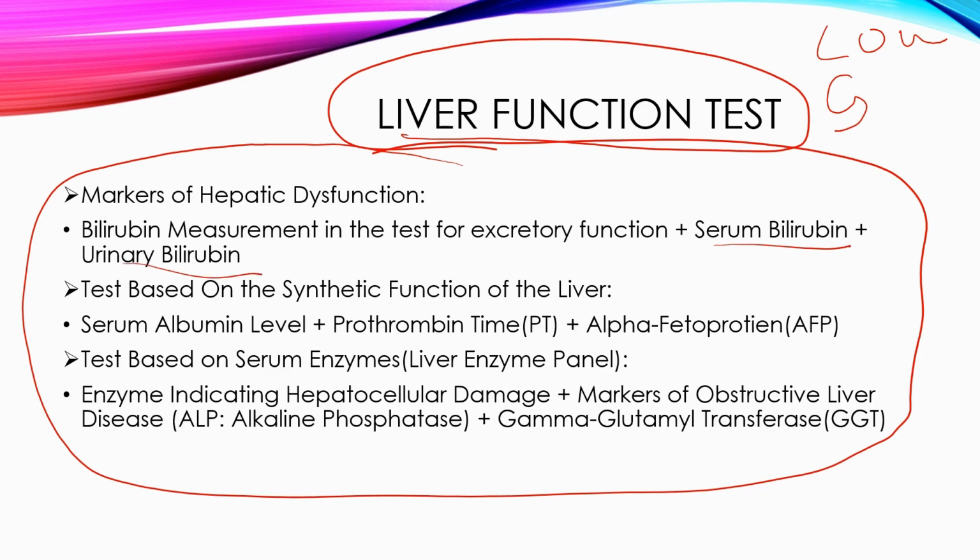and the elevated or decreased values. Then tests based on the synthetic function of the liver: serum albumin level, prothrombin time, alpha fetoprotein. Then tests based on serum enzymes, or the liver enzyme panel, which indicates hepatocellular damage, and markers of obstructive liver diseases like alkaline phosphatase and gamma glutamyl transferase. You have to write all these under that one heading, and it can come up to 8 marks or 10 marks.